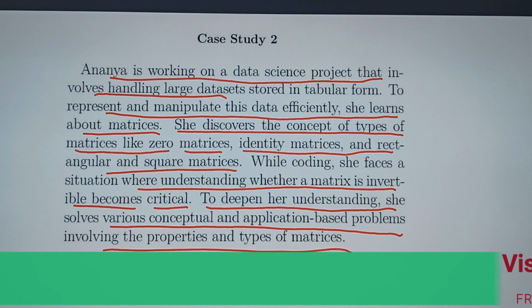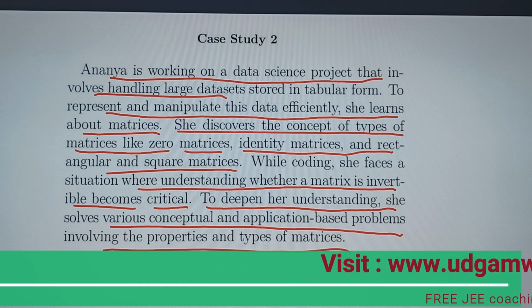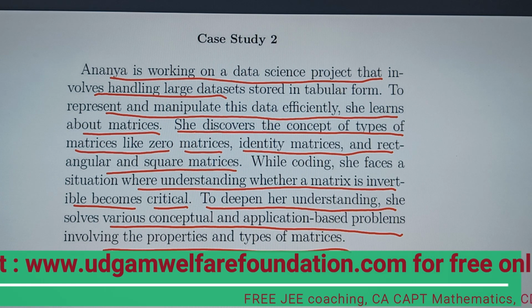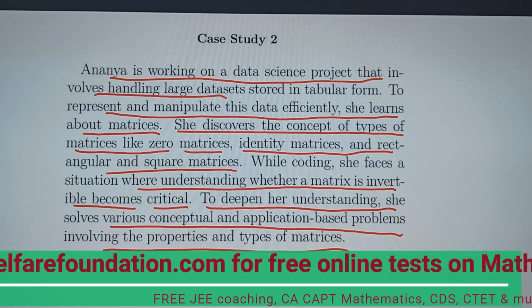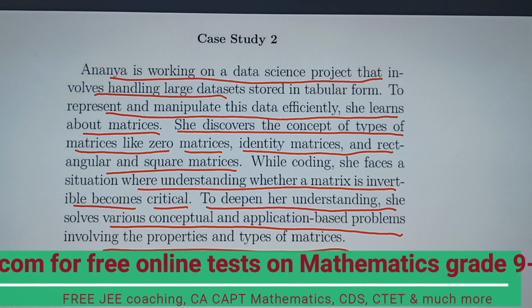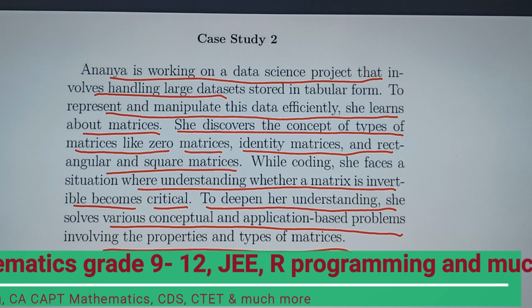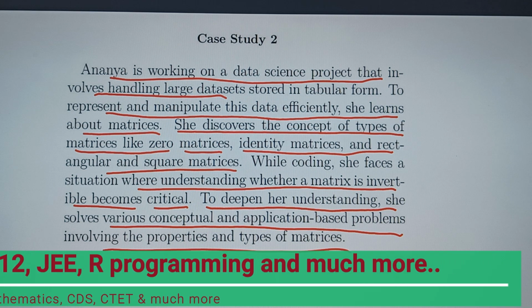So on the basis of this case study, which deals with the inverse of matrices and different properties of matrices, we are going to solve a few conceptual problems, which will be 5 in number as per the board exams. So let's get started and try to solve our first problem.